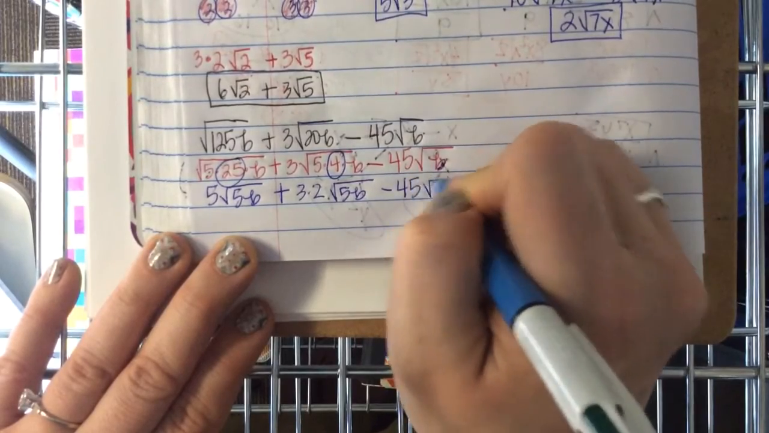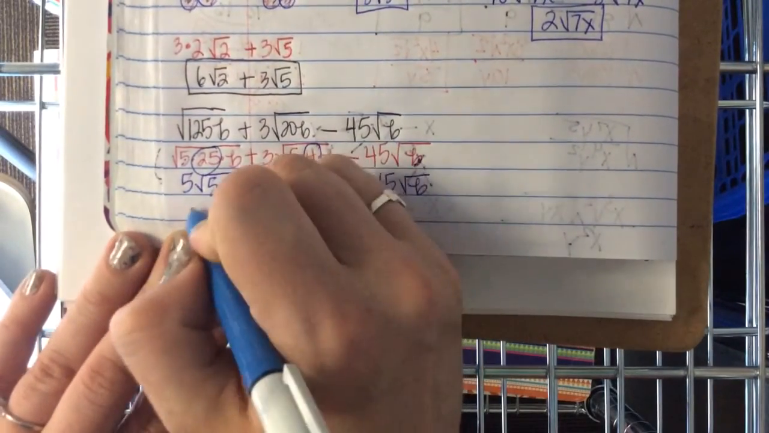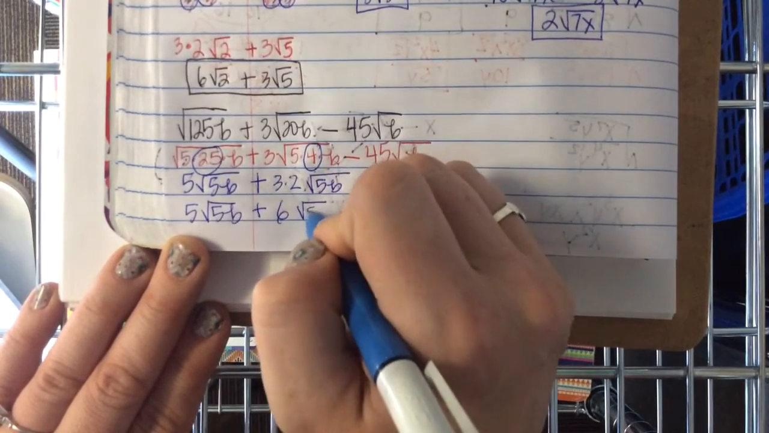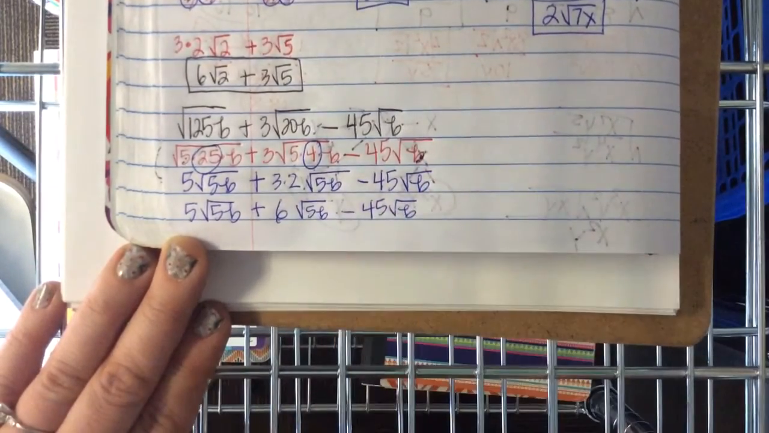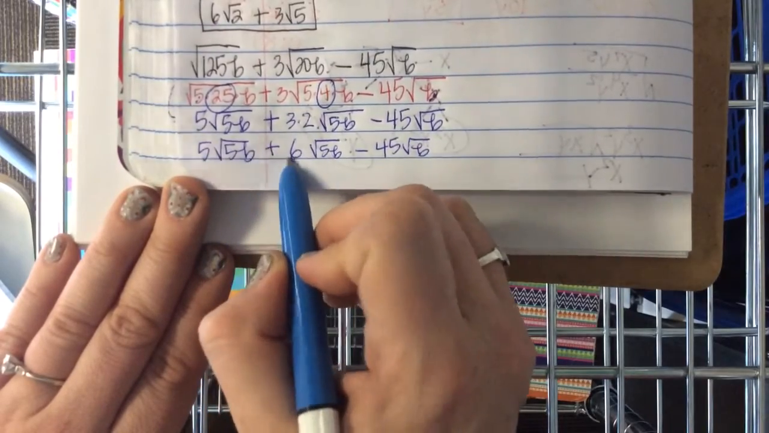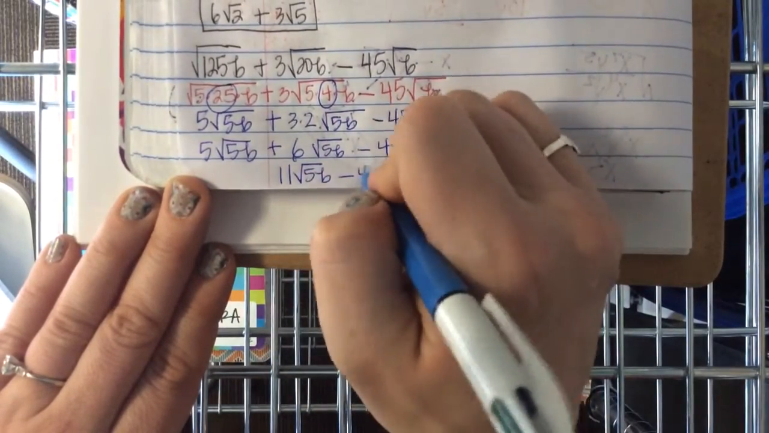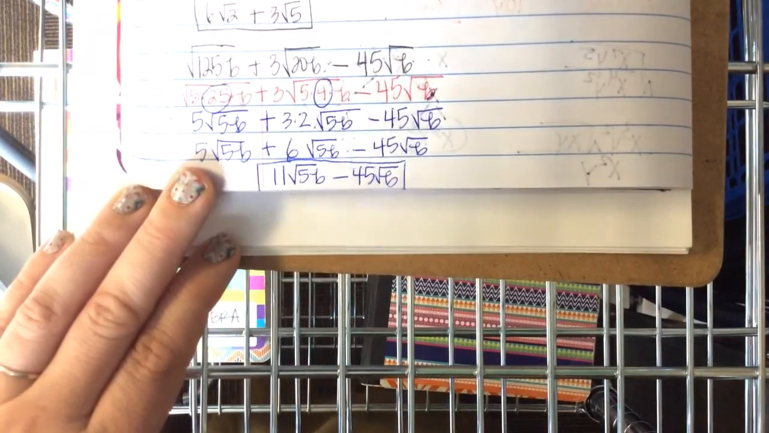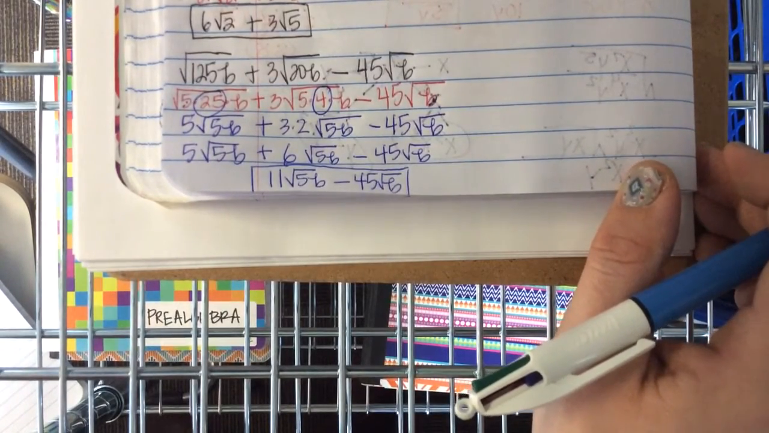Minus 45 radical b. Is that my answer? What should I do now? 5 radical 5b plus 6 radical 5b. 3 times 2 is 6. Minus 45 radical b. Is that my answer? Now what do I do? 5 radical 5b plus 6 radical 5b is 11 radical 5b minus 45 radical b. Why can't those go together? What's not the same? The radicand is not the same. It's just like terms, you guys. Except with the added twist of pulling out perfect squares.